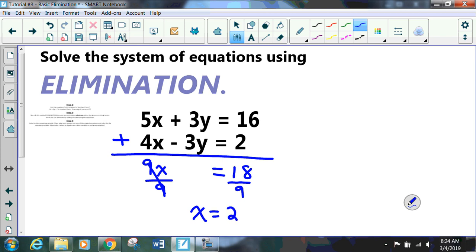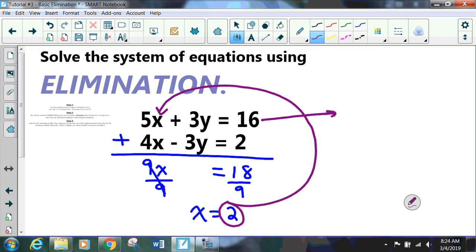Now, we've learned when we solve a system that the answer is a coordinate point, right? There's an x part of the answer and a y part of the answer. So using elimination, we got to one part, and just like with substitution, we're going to plug our first answer back into either equation. I'm going to pick the first equation. When I see an x, I'm going to plug in a 2. Instead of writing an x, I'm going to plug in a 2 with parentheses, and I'm going to go ahead and solve this for y.